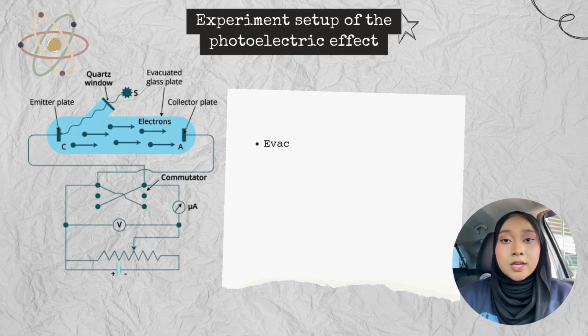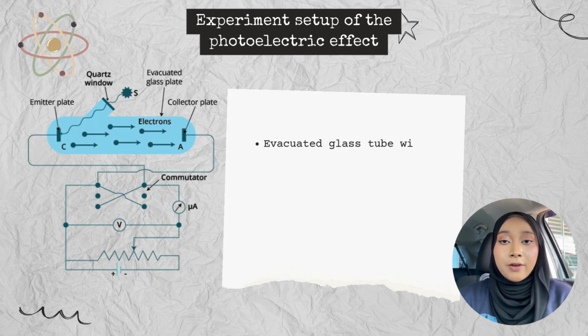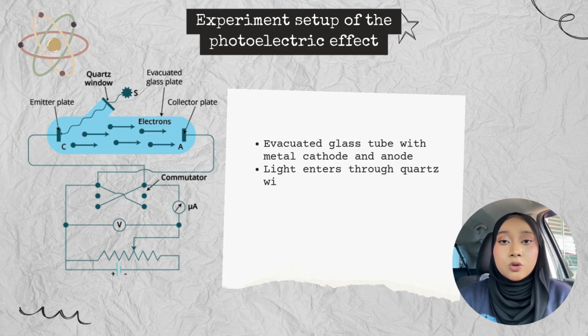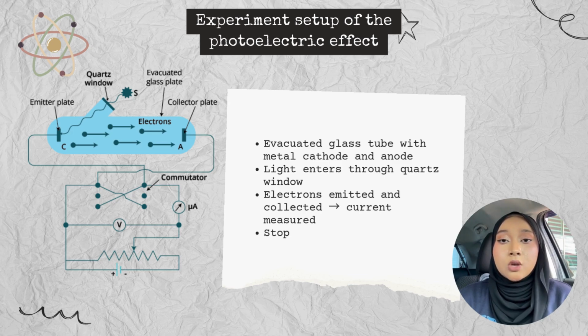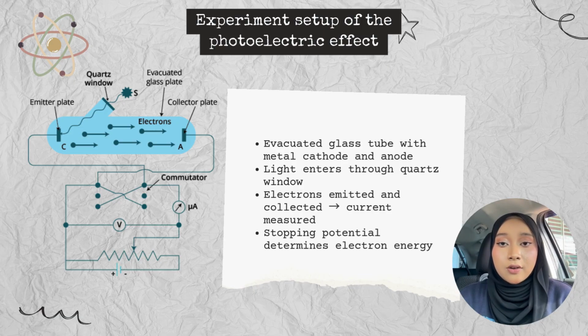This diagram shows the experimental setup for the photoelectric effect. The experiment is carried out inside an evacuated glass tube to allow electrons to move freely. Light enters through the quartz window and falls onto the photosensitive metal plate, which is the cathode. When the light has a frequency above the threshold frequency, electrons are emitted from the metal surface. These electrons move toward the anode, creating a small electric current. The current is measured using a microammeter. By adjusting the applied voltage, known as the stopping potential, we can determine the kinetic energy of the emitted electrons.